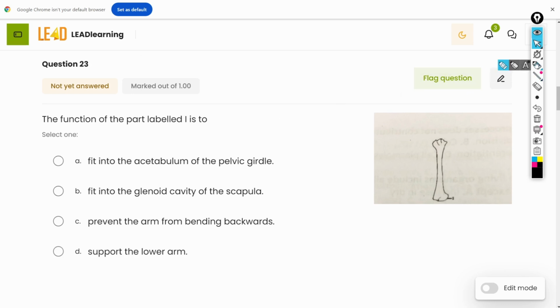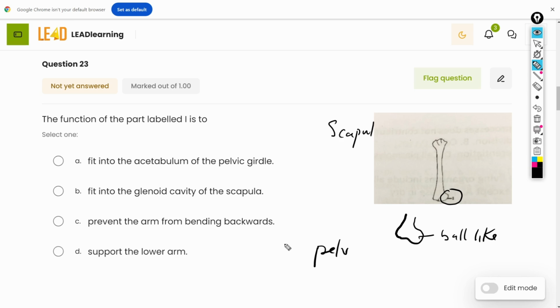Question 23. The function of the part labeled 1 is to... Okay, now the part labeled 1, from what we can see here, is actually a ball-like head. It's a ball-like structure, and bones with ball-like structures usually fit into either the glenoid cavity of the scapula, or the acetabulum of the pelvic girdle.